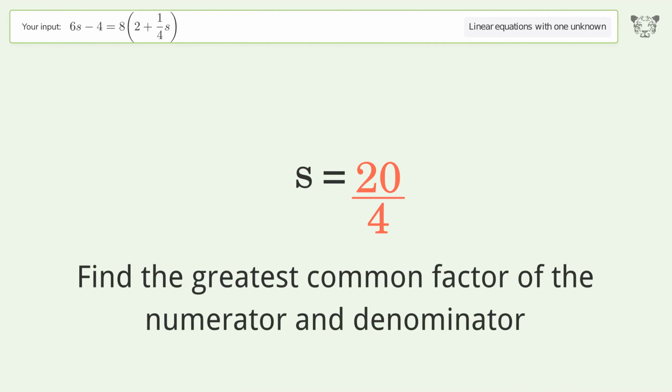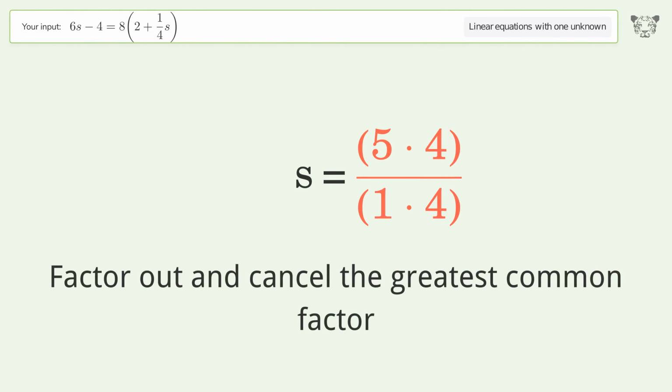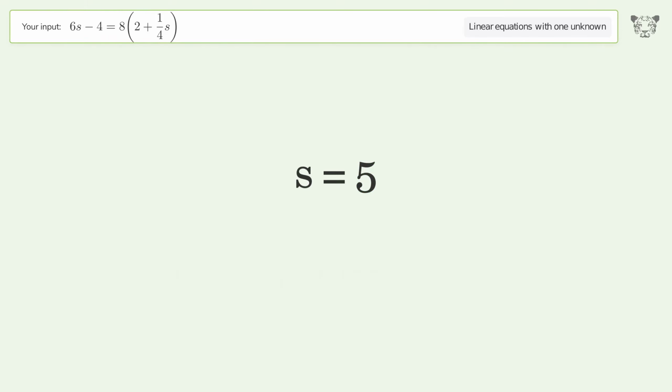Find the greatest common factor of the numerator and denominator. Factor out and cancel the greatest common factor. And so the final result is s equals 5.